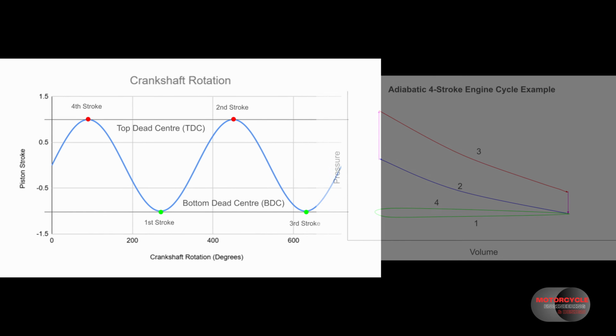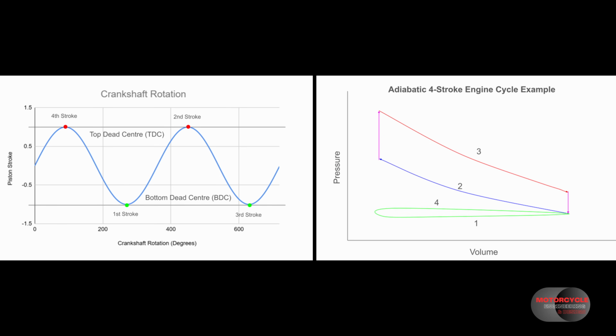Let's consider the simplified engine model. Our volume is on the x-axis and the pressure is on the y-axis. A downward stroke would increase our volume and an upward stroke would decrease our volume. Let's consider each horizontal as a stroke. Number 1 is the intake stroke, number 2 is our compression stroke, number 3 is our expansion stroke, and number 4 is the exhaust stroke.